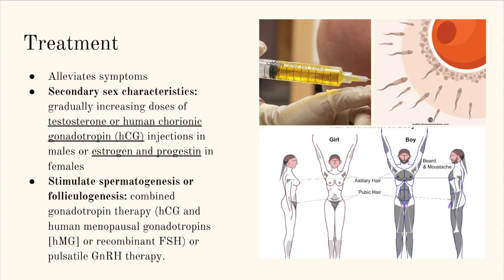In terms of treatment, doctors would mostly be looking to alleviate a patient's symptoms. So if the patient wanted secondary sex characteristics to appear, then they would give them increasing doses of injections with testosterone or HCG. And HCG is just an alternative to testosterone therapy for males. And then they could also inject females with estrogen and progestin.